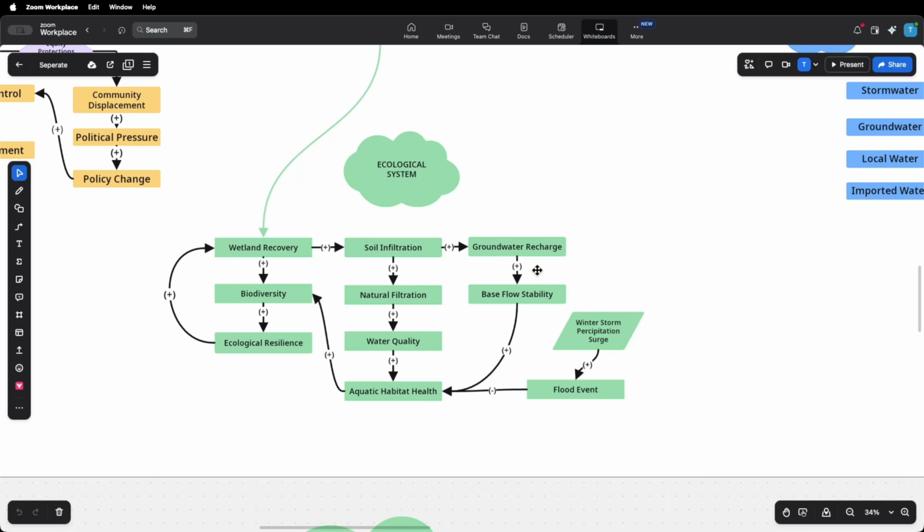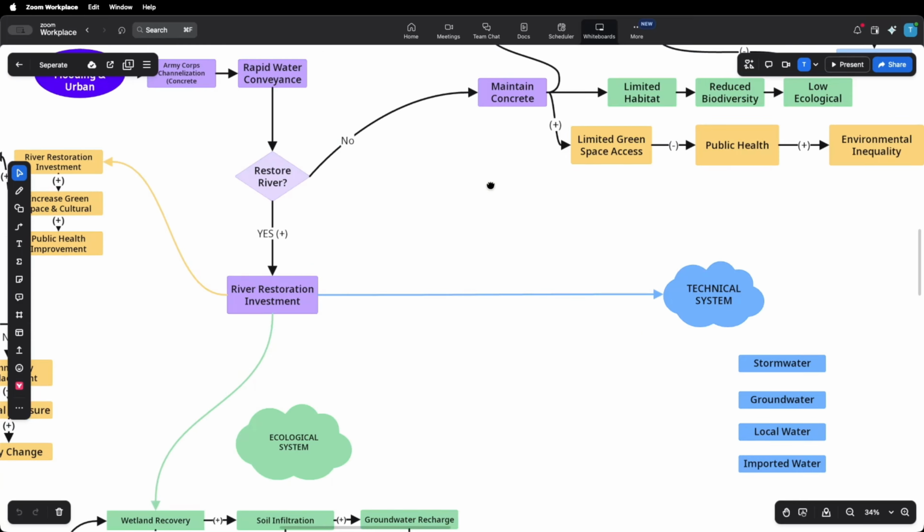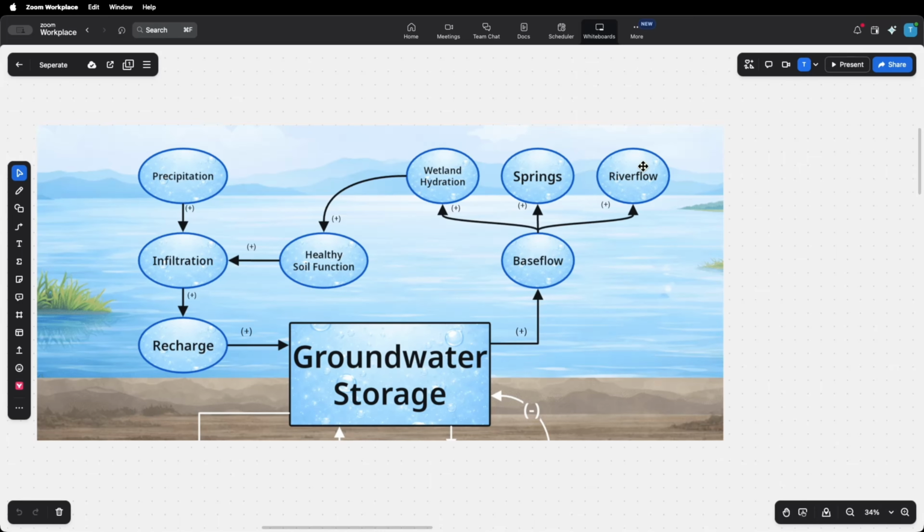So groundwater, aquifers pumped up. What does that do? That provides a stable base flow. What is a base flow? Base flow adds to, and up here you'll see, base flow pumps out the water for river flows, springs, and wetland hydration. But it's more complicated than just going straight to wetland hydration. I'll show you. That's what the whole system's thinking is. We're thinking about the system.